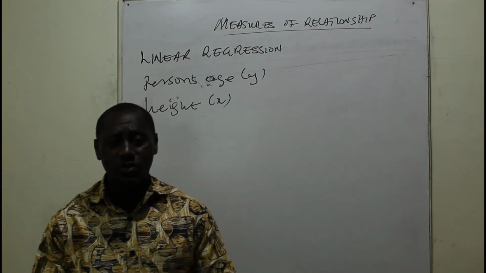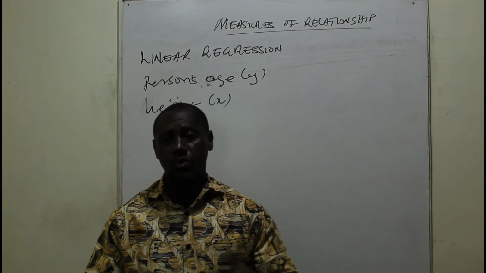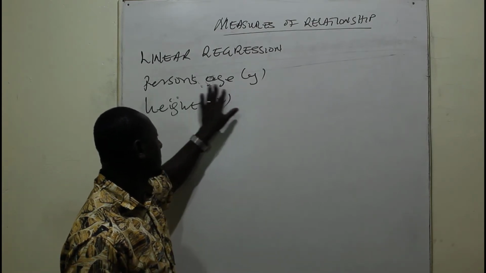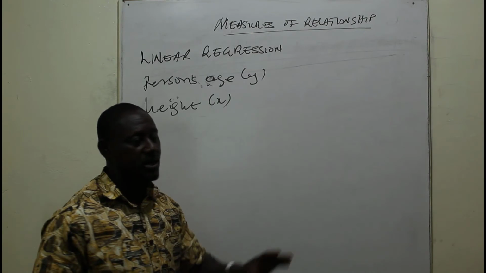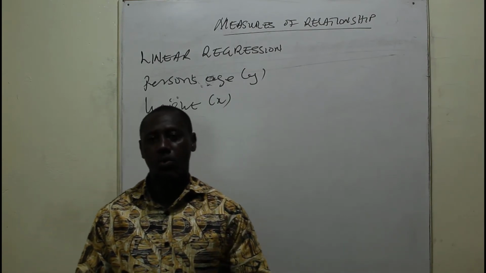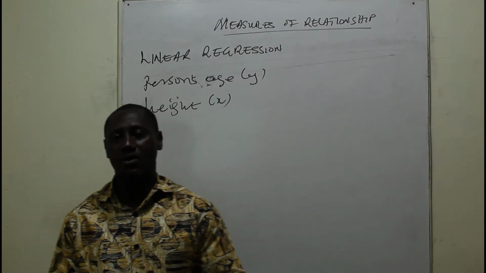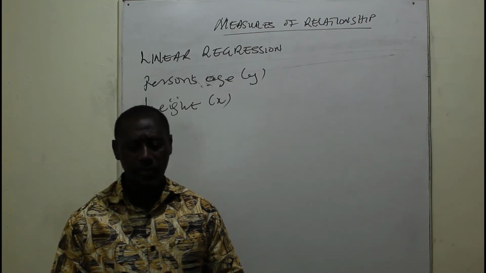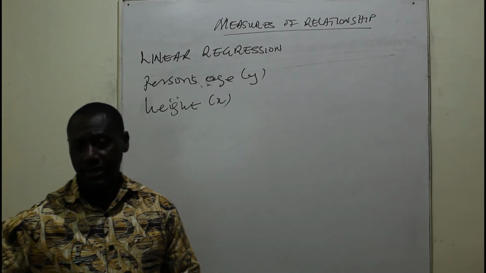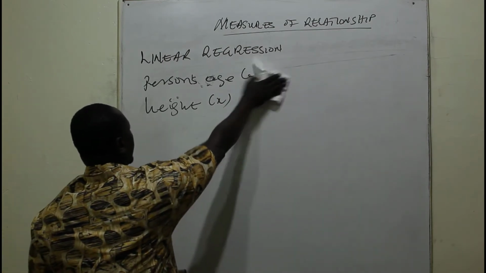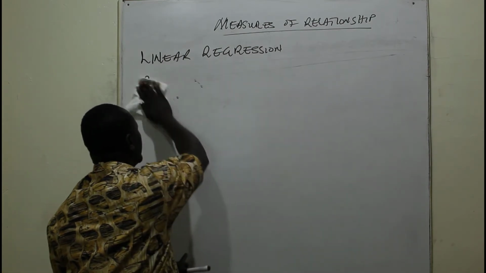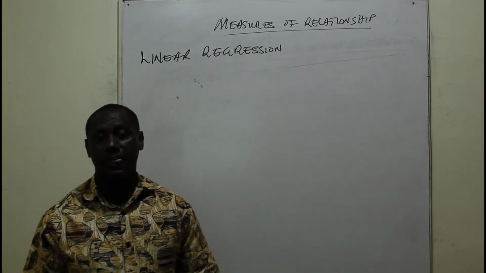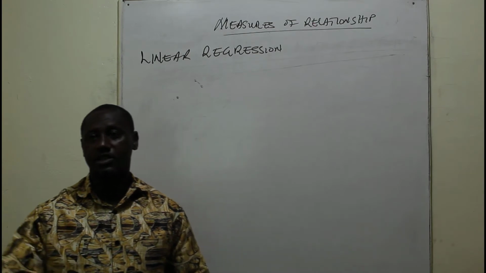So these are the things we are going to do. Are you with me? So these are the things we are going to do. So like I said, the person's age and the person's height, we are going to look at the nature of the relationship. So we can use those things to draw what we call the scatter plot. And so let me quickly give you data on the table, and then look at how we can use it to calculate the regression analysis, the regression equation.